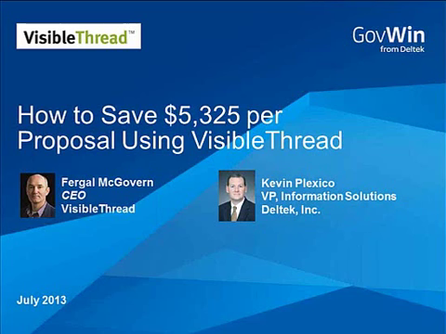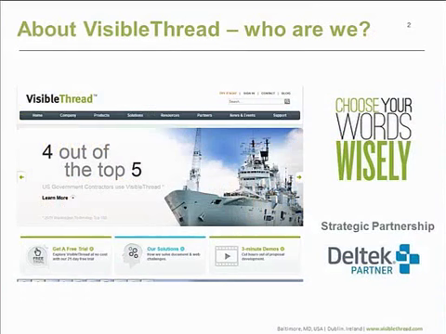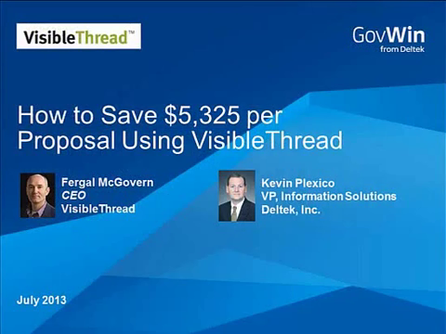VisibleThread has a lot of extensive capabilities that I think are much more beneficial beyond just the compliance matrix. What I'd like to do is turn it over to Fergal to share with you a little bit about VisibleThread and how you can save $5,325 proposing with VisibleThread. So Fergal, why don't I go ahead and turn it over to you?